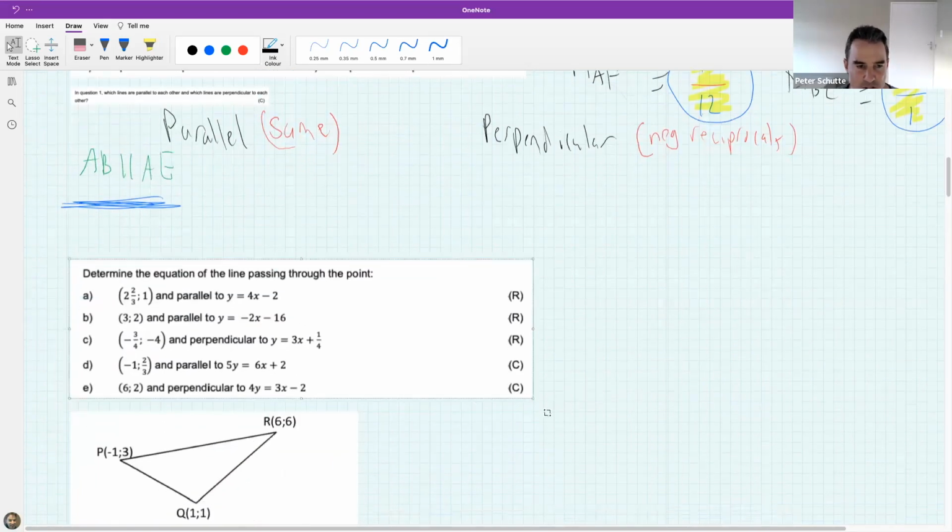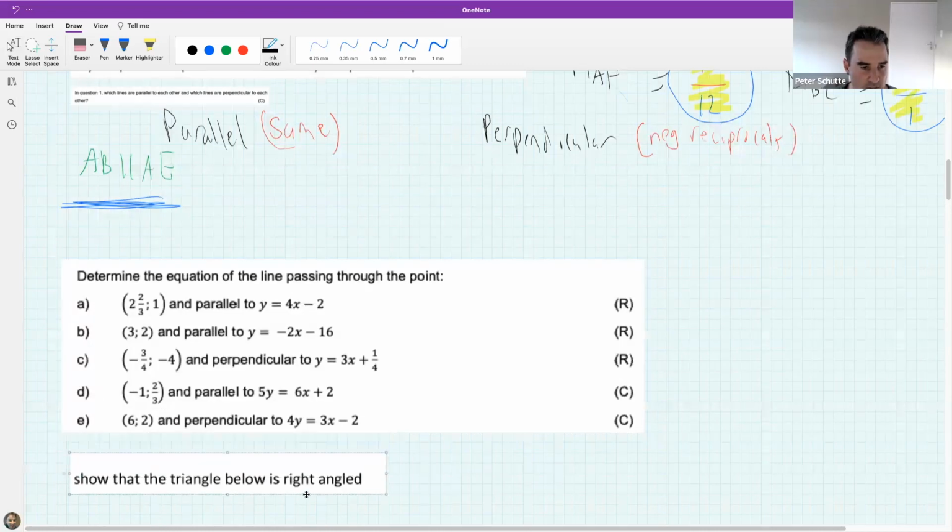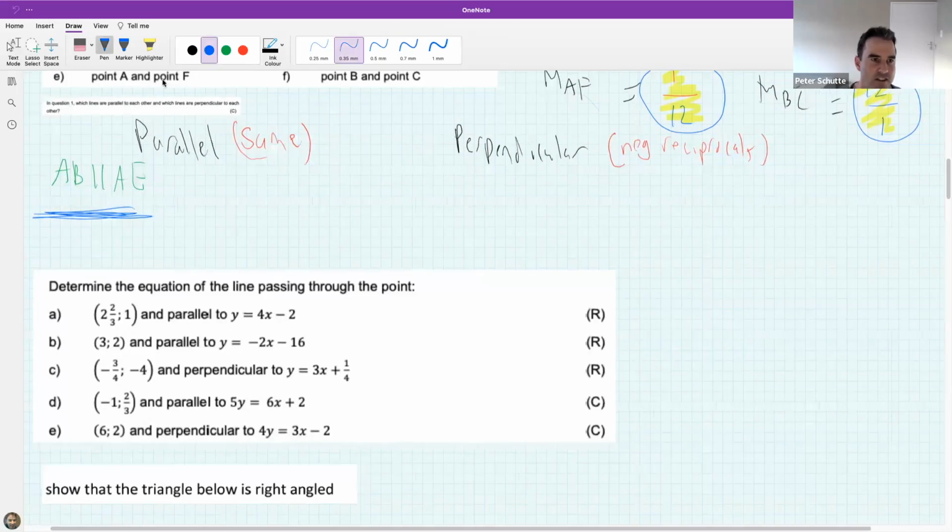Now, what I want to do here is ask you to use some of these ideas that we were doing now, but we're going to combine them with a straight line idea. So I will do a first one, and then you guys are going to do a second one by mimicking it. So the question says, determine the equation of the line passing through the point. In this case, the point is 2/3, 1 and is parallel to this line over here.